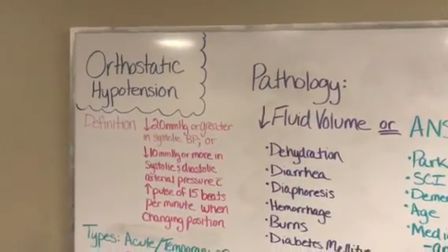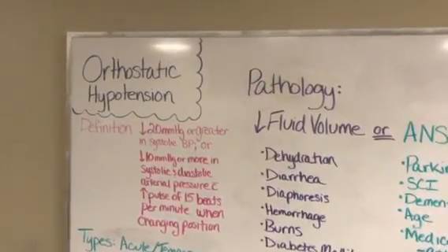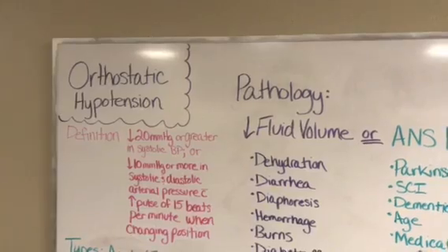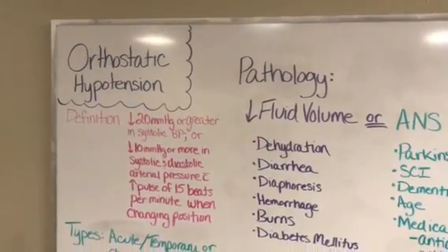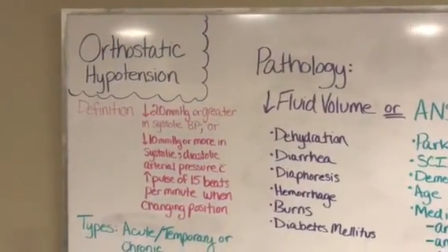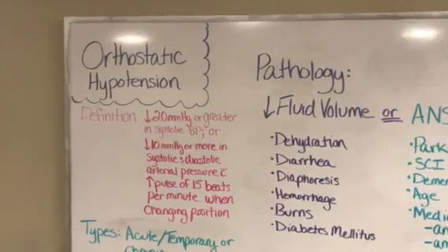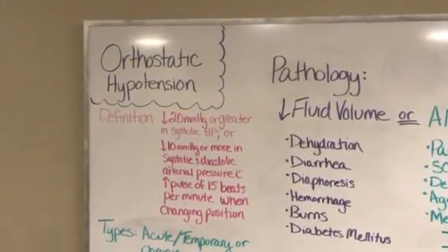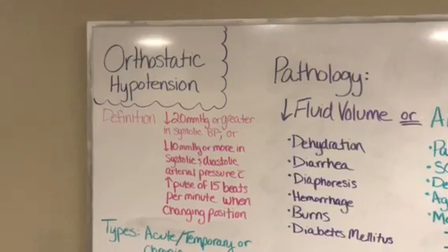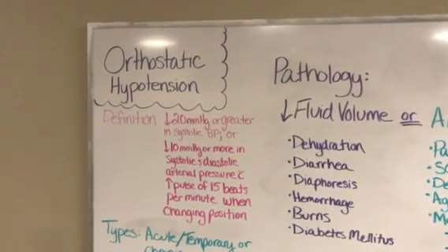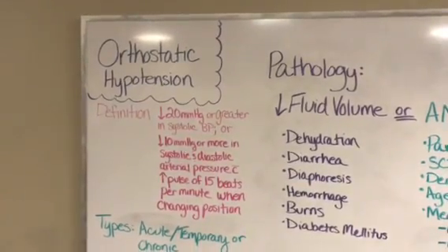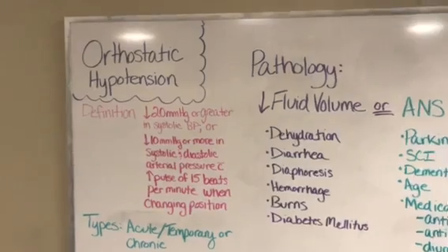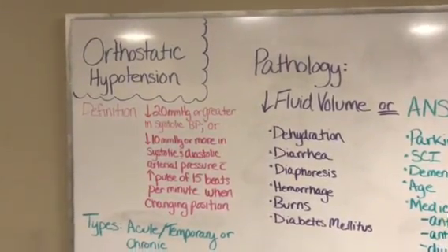This is our pathology project on orthostatic hypotension. The definition of orthostatic hypotension is a decrease of 20 millimeters of mercury or greater in systolic blood pressure, or a decrease of 10 millimeters of mercury or more in systolic and diastolic arterial pressure, with an increased pulse of 15 beats per minute when changing position.